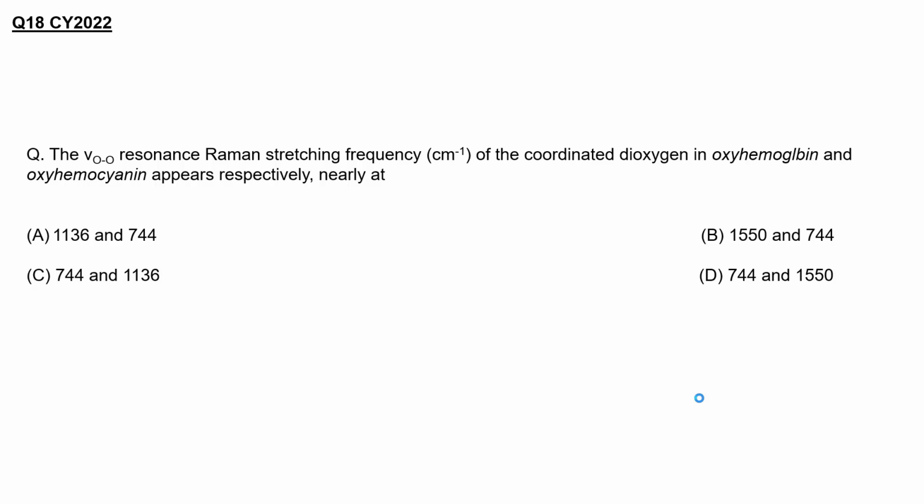Question number 18, CY 2022: the resonance Raman stretching frequency of the coordinated dioxygen in oxyhemoglobin and oxyhemocyanin appears respectively at option A 1136 and 744, option B 1550 and 744, option C 744 and 1136, and option D 744 and 1550. You have to choose the correct answer among these options. Now coming to the answer.